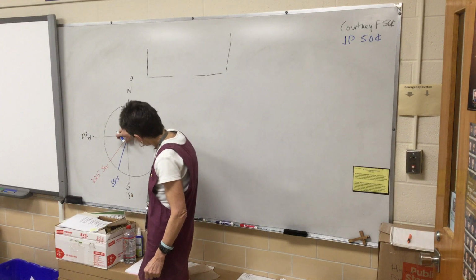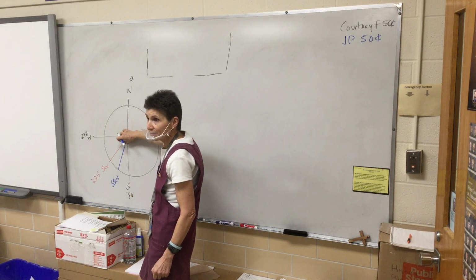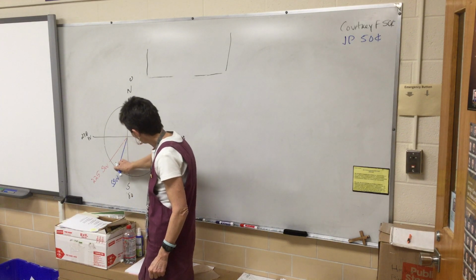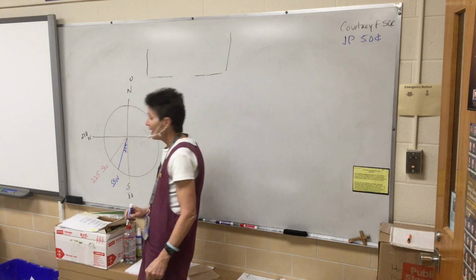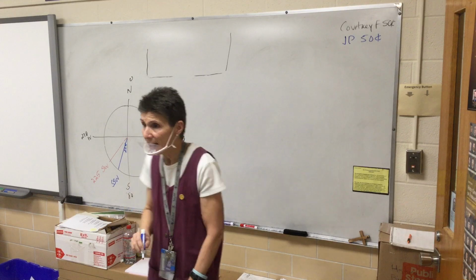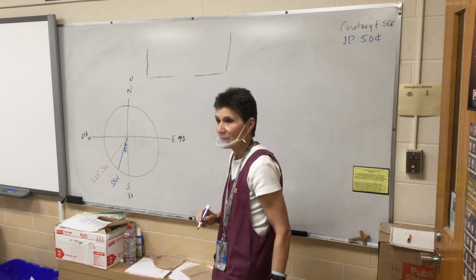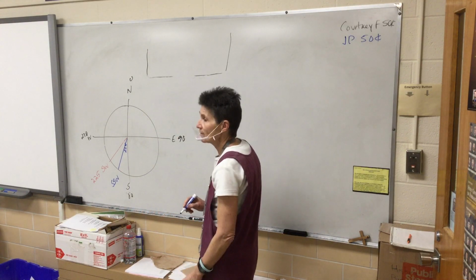Now remember, this was 45. So when I split it, that is a 22 and a half. How did I get 22 and a half? Half of 45, right? It's half of 45.